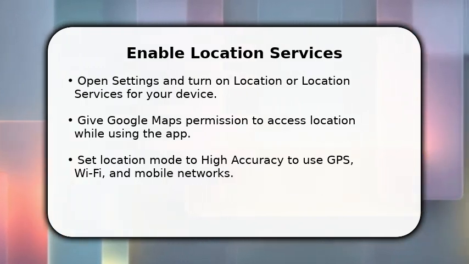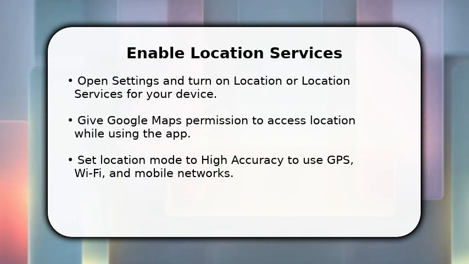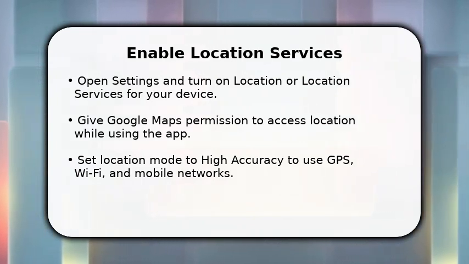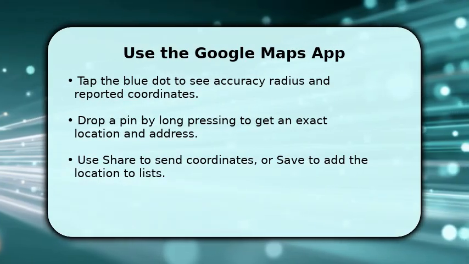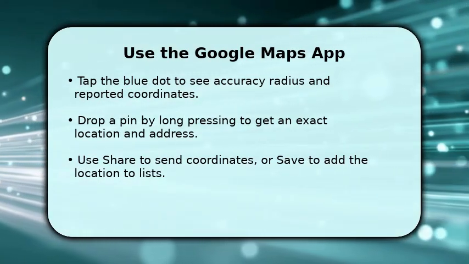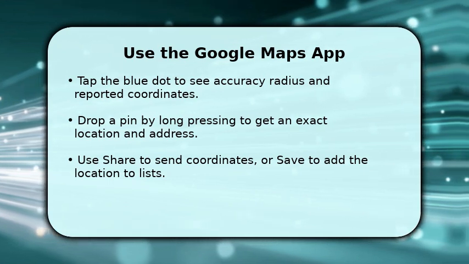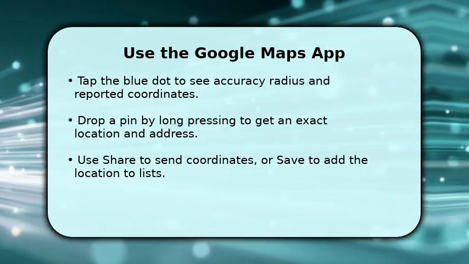Restart the app if location still does not appear. Confirm airplane mode is off and Wi-Fi or mobile data is enabled. Open the Google Maps app and look for the blue dot that shows your position. Tap the blue dot to see accuracy radius and reported coordinates on the screen.